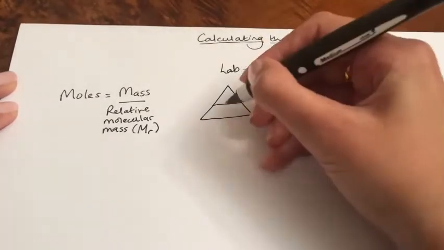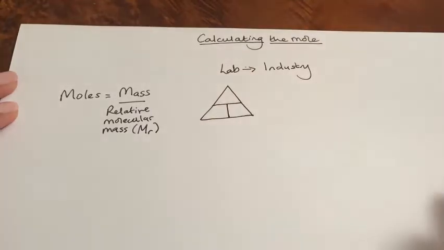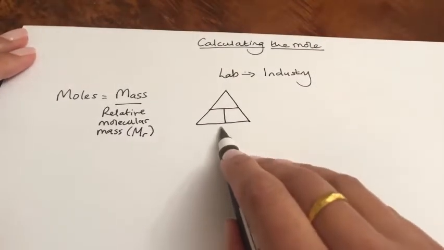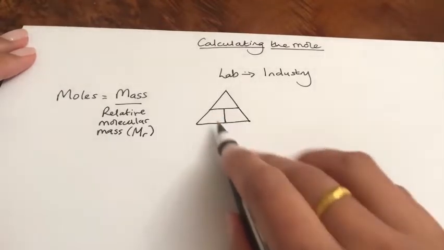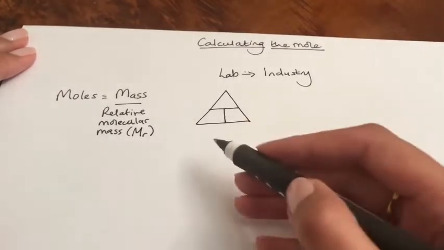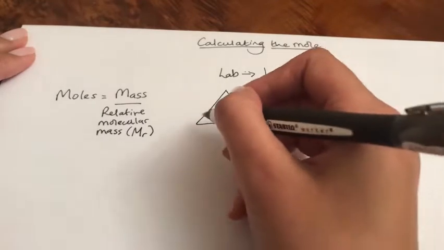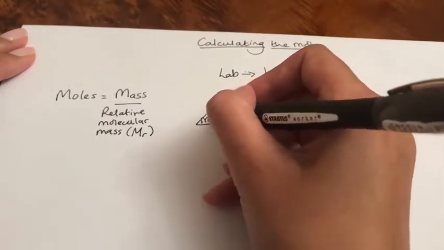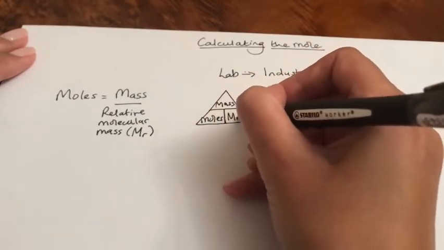However, I would say please try and practice rearranging equations, because in an exam situation sometimes it's really difficult to try and work out where everything would go in a triangle, right? So mass would be here at the top, moles here, and then your MR here.